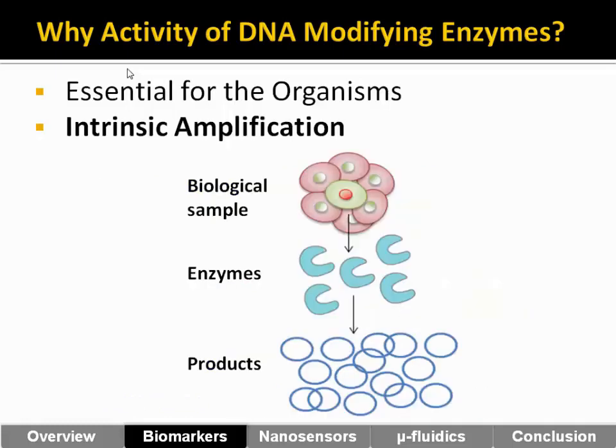Another reason to work on enzymatic activity is the intrinsic amplification. To be on the conservative side, there might be, let's say, 1,000 enzymes in each one of these microorganisms or cells that we're interested in. And each one of these enzymes may perhaps produce thousands of products to start with. That means we will easily have 1 million final detectable products, and that will improve our detection sensitivity a lot.